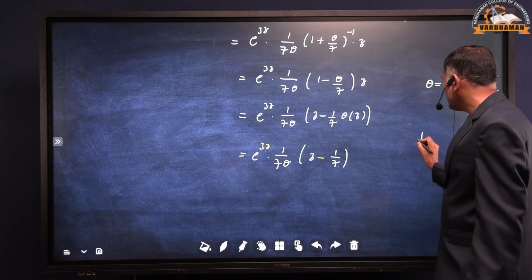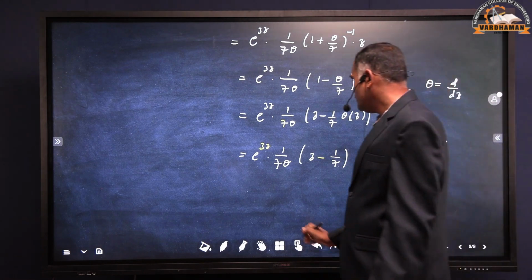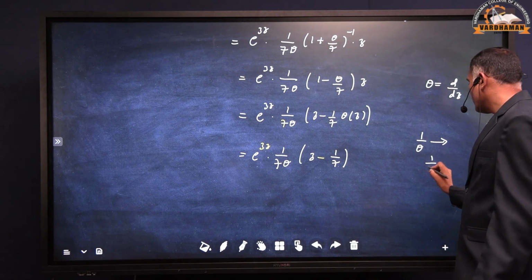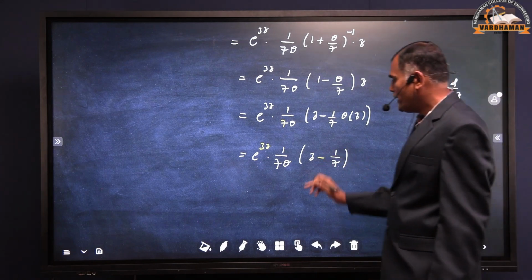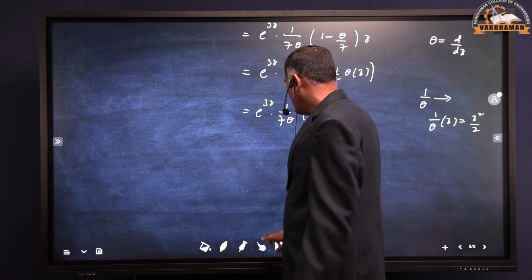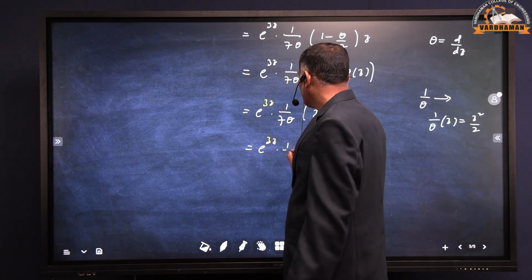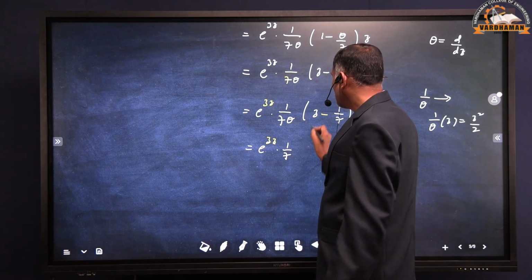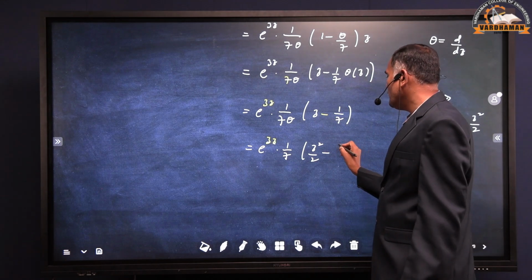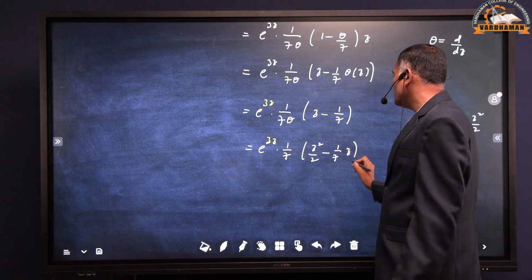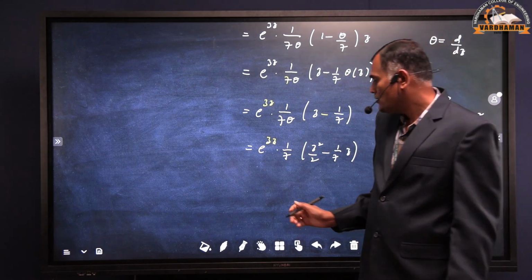Now 1 by theta is nothing but integration. This is called the inverse operator, the integral operator. So 1 by theta of z is nothing but z square by 2. If you write like that, we get e power 3z into 1 by 7, 1 by theta of z is simply z square by 2, minus 1 by theta of 1 by 7, and 1 by 7 is a constant. So we get like this. Now this gives the particular integral of star.